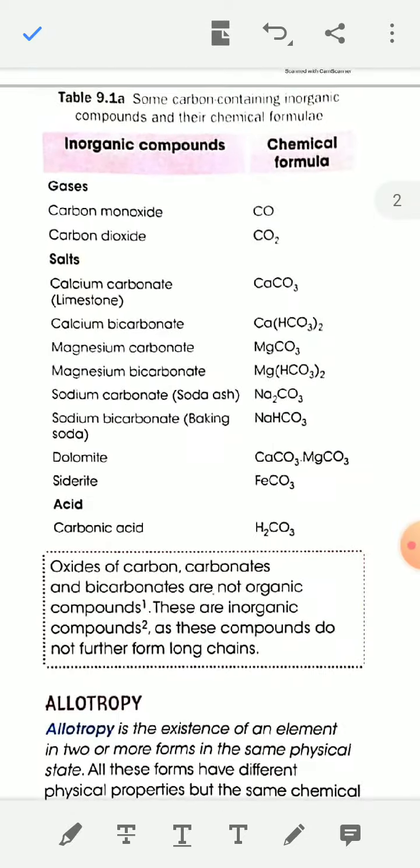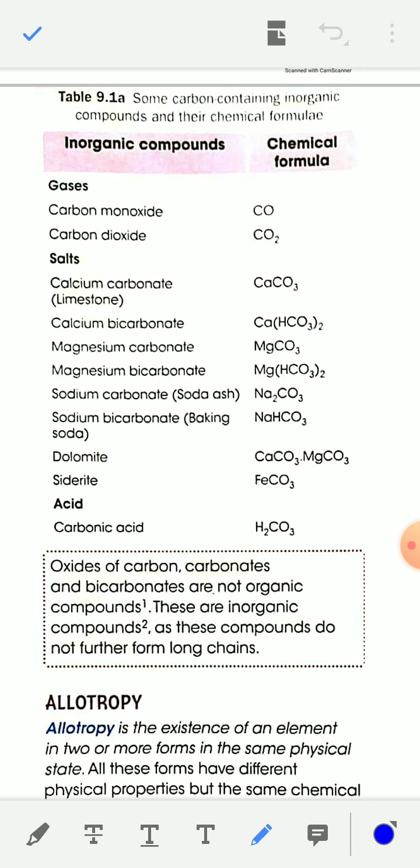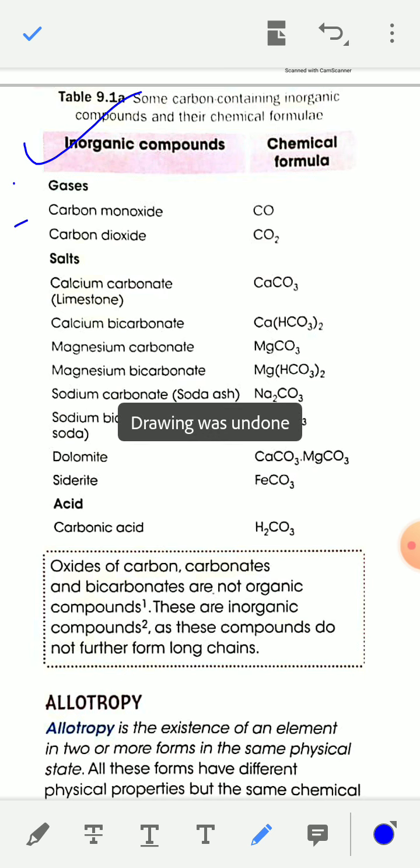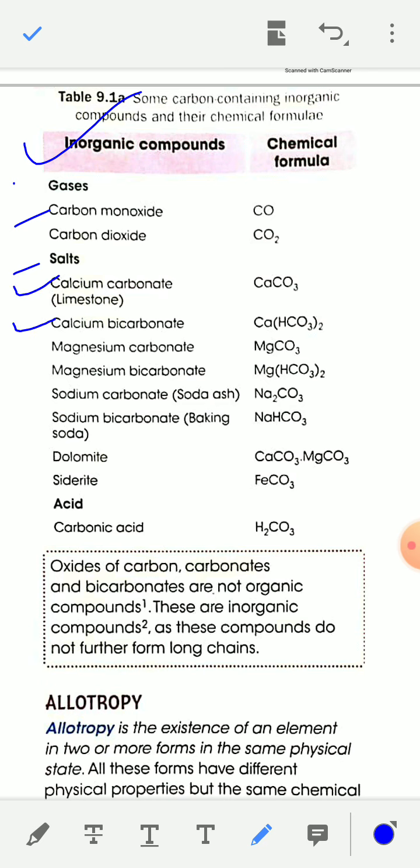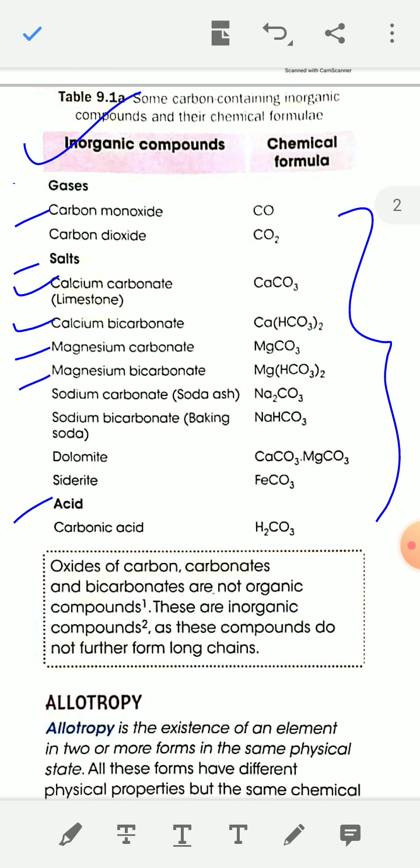So, some inorganic compounds of carbon. These are some inorganic gases such as carbon monoxide, CO, carbon dioxide. Their formulas are also given. Some salts of carbon: calcium carbonate, calcium bicarbonate, CaCO3, CaHCO3, magnesium carbonate, MgCO3, magnesium bicarbonate, sodium carbonate, sodium bicarbonate. All these are inorganic compounds of carbon. All these substances contain carbon, and some acid of carbon, carbonic acid. Carbonic acid is an inorganic acid of carbon.